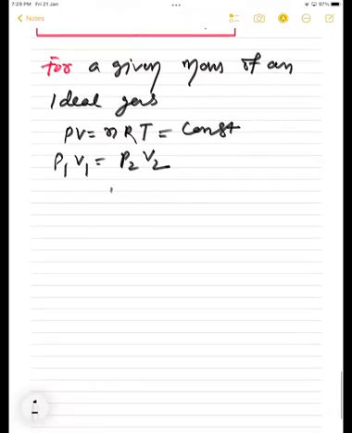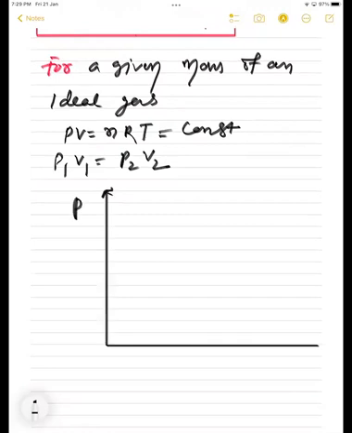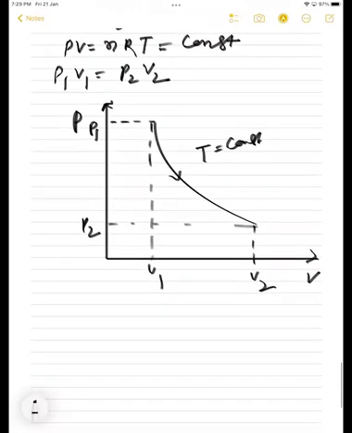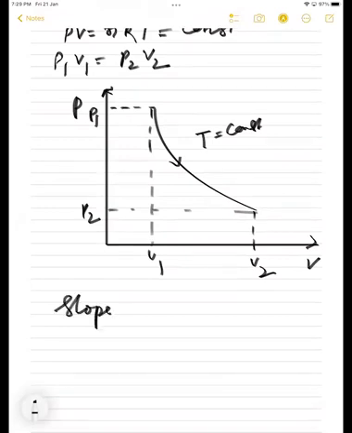And if we take a graph between P and V, it's not constant, it's changing. Volume increases, pressure decreases. So see, temperature is constant, correct? At this point, the pressure is P1 and at this point, the pressure is P2. At this point, the volume is V1 and at this point, the volume is V2. Getting it, students? So slope will be how much? dP by dV, or not? Change in pressure by change in volume, correct? And it is decreasing. If volume is increasing, pressure is decreasing. So it is minus P by V, correct or not? Understood, students?